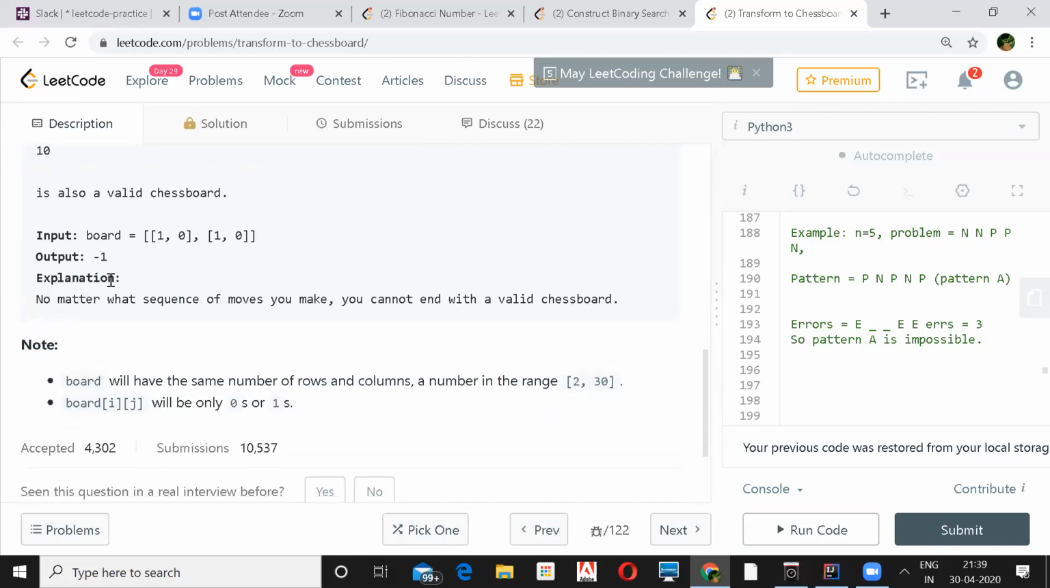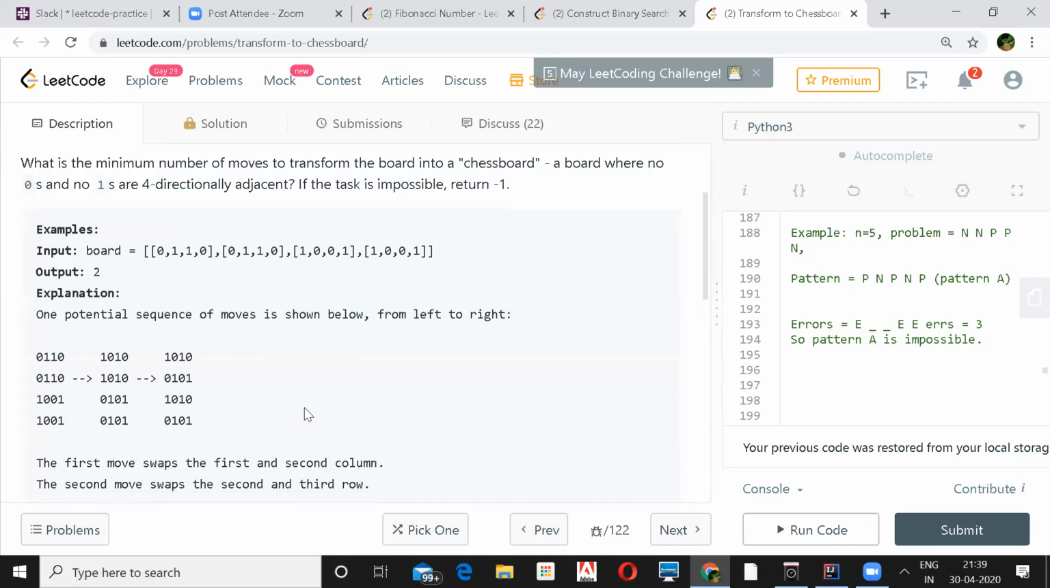Board will have the number of rows and columns in the range 2 to 30, and it will consist of only zeros and ones. So any queries in the question?